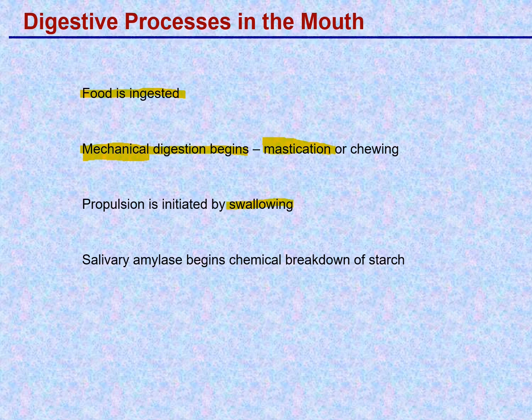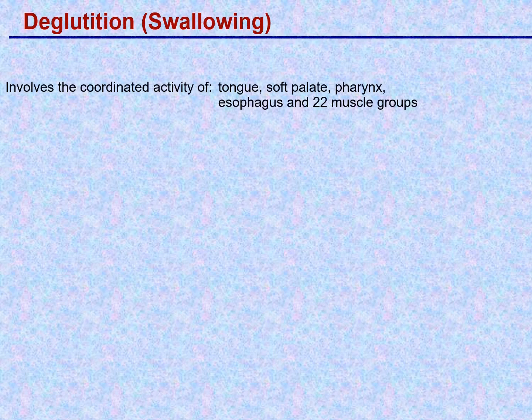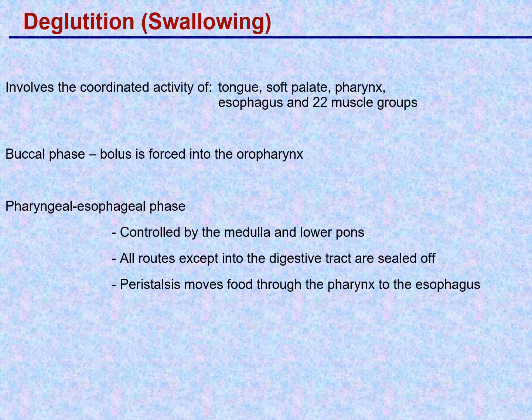And once it gets into the esophagus, there's a series of reflexes that help push it down. As swallowing is initiated, reflexes help move it down. The chemical digestion actually begins in the mouth because the saliva contains salivary amylase, an enzyme that can break down starch. So swallowing, another term for swallowing is deglutition.